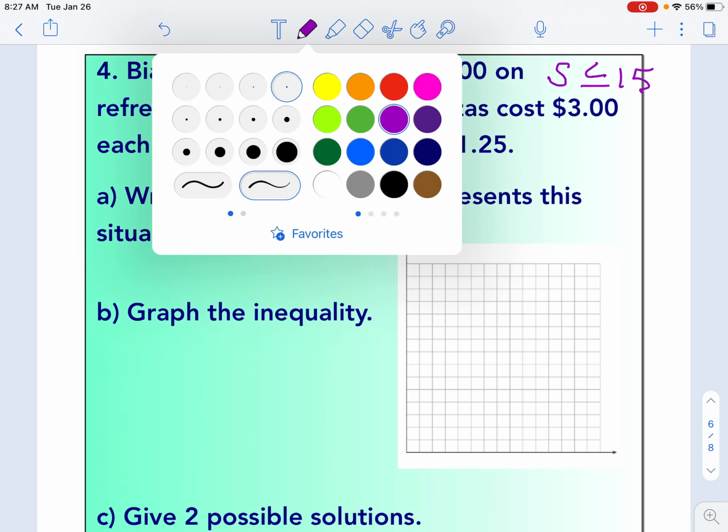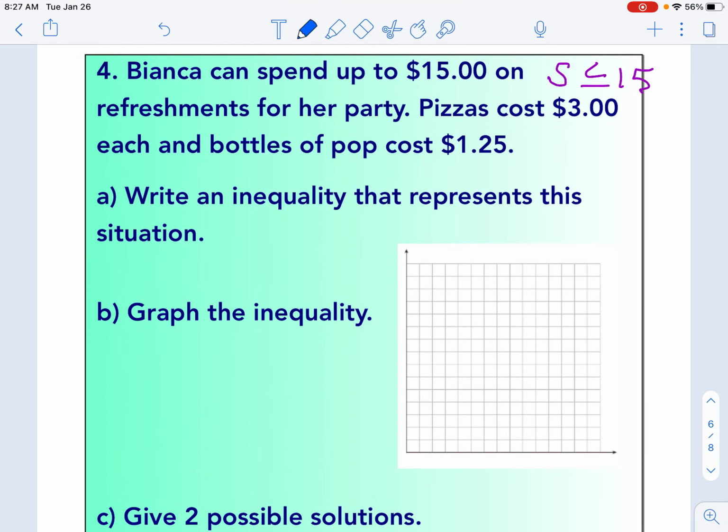So we know that this spending amount, how much she spends right here, comes from pizza plus the pop that she buys. And so we know when we add the pizza and pop, it has to be less than or equal to $15. Well, how much does it cost for pizza? It costs $3 times the number of pizzas that you buy, and that will give you the price of all the pizza you bought.